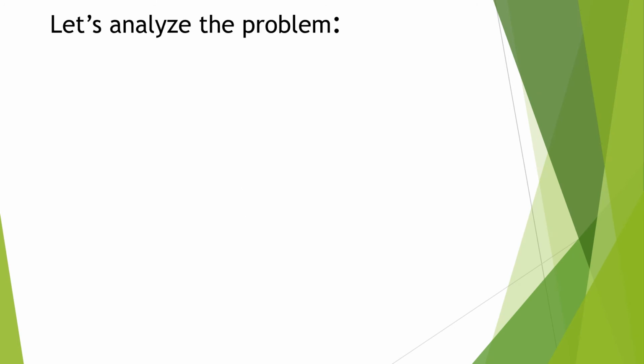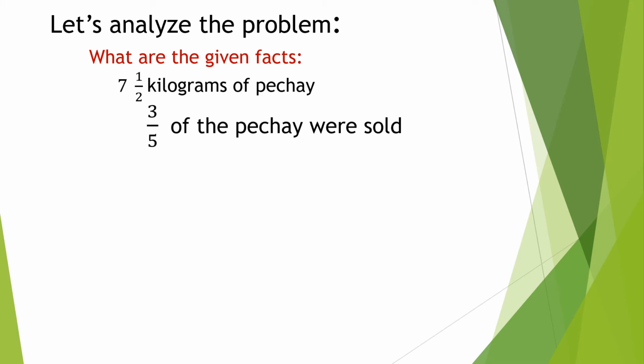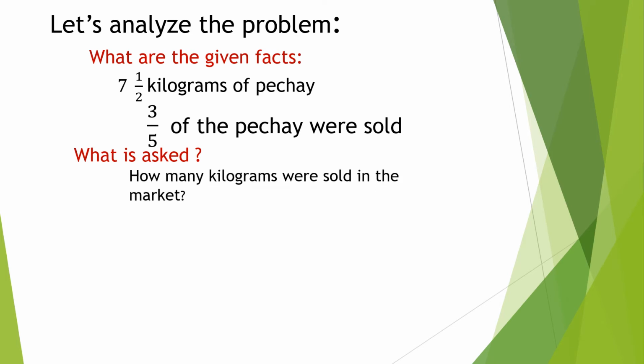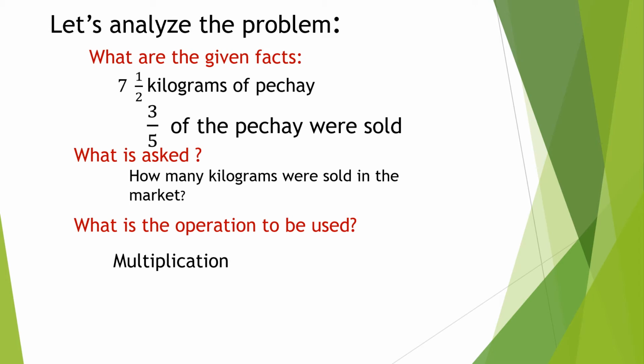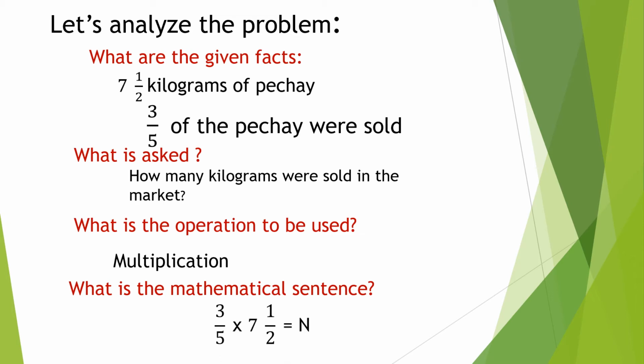So let's analyze the problem. What are the given facts? So the given facts are 7.5 kilograms of pechay and 3/5 of the pechay were sold. What is asked? How many kilograms were sold in the market? What is the operation to be used? Okay, so the operation to be used is multiplication. Then what is the mathematical sentence? So the mathematical sentence is 3/5 times 7 and 1/2 equals n.